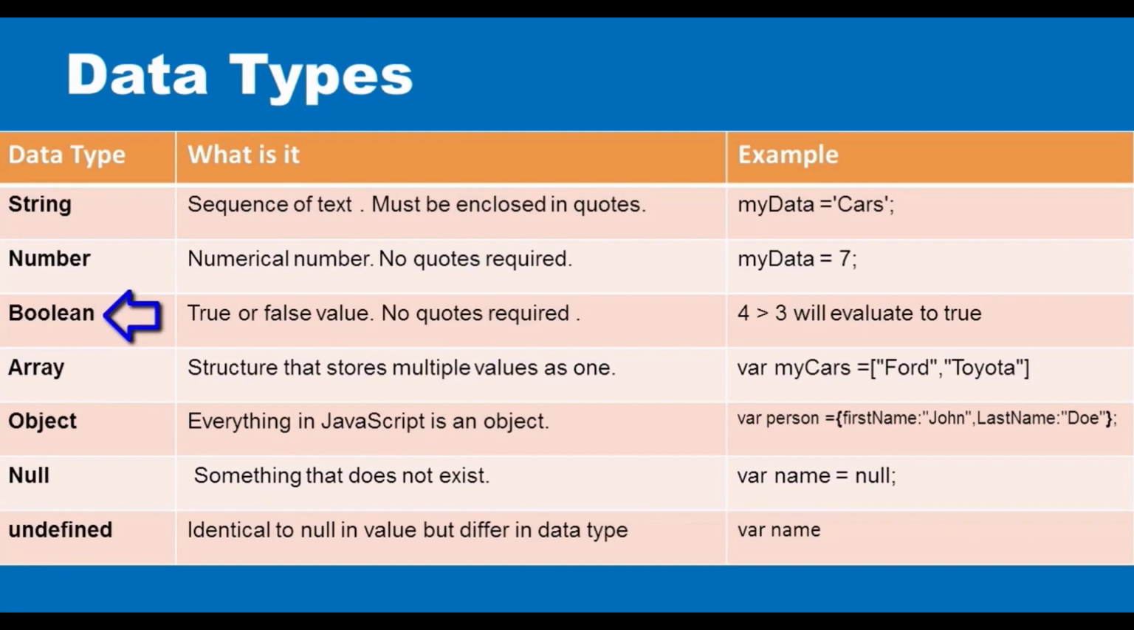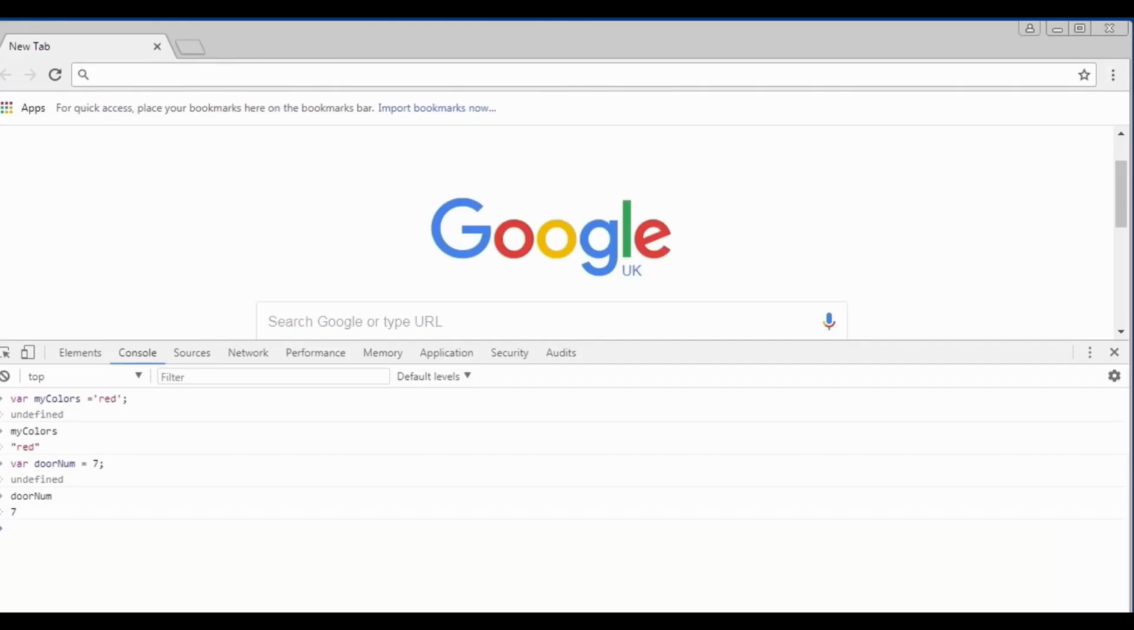A Boolean basically represents two values. One can be true, the other can be false. And when you're using Boolean values, no quotes required. To illustrate a Boolean value, I'm just going to compare two values. I'm going to say 4 is greater than 3. That will return true. And if I say 3 is greater than 4, that will return false. So that's basically how Boolean value data types work.